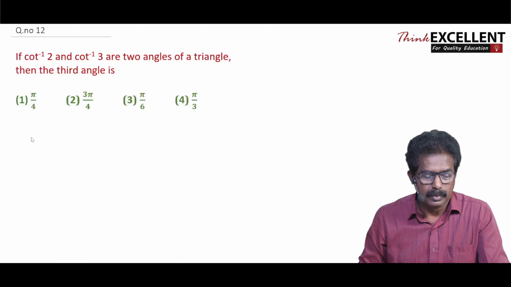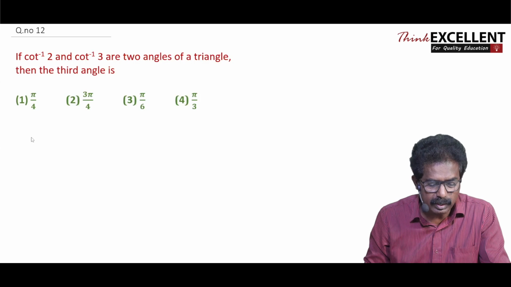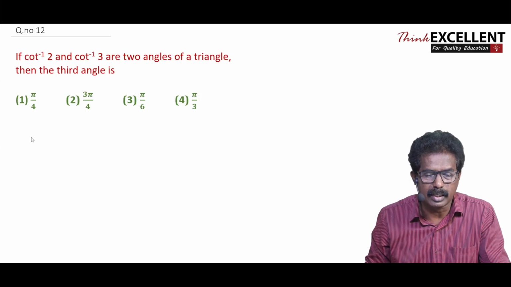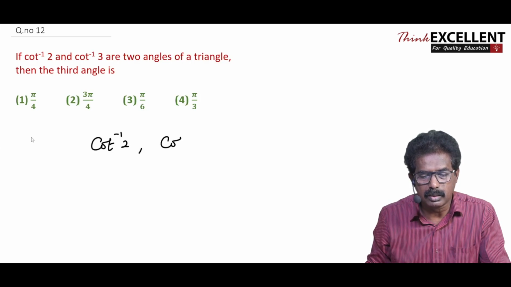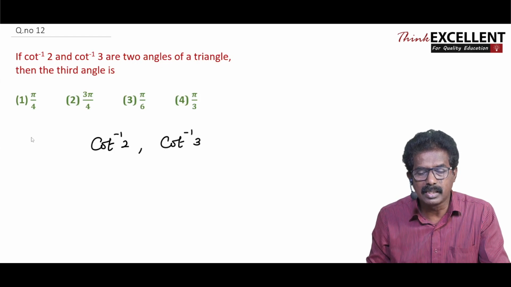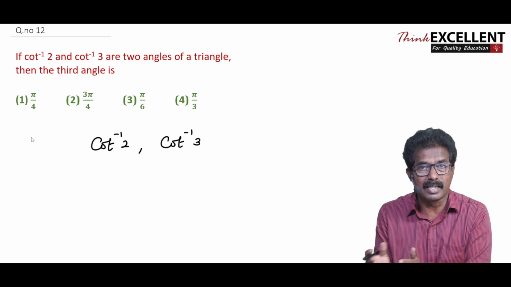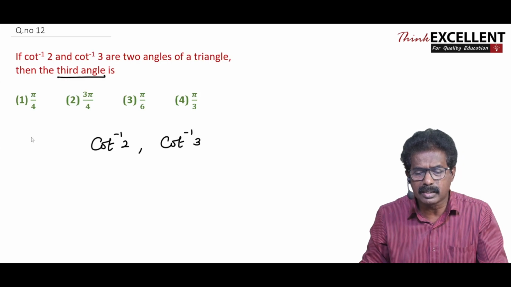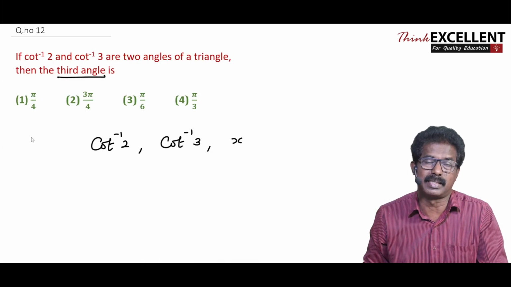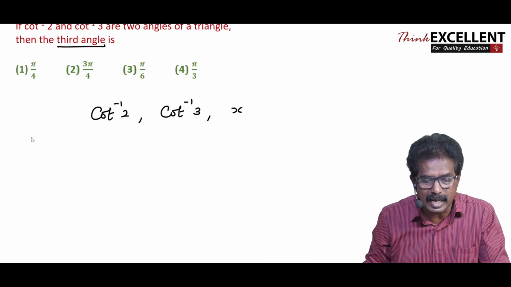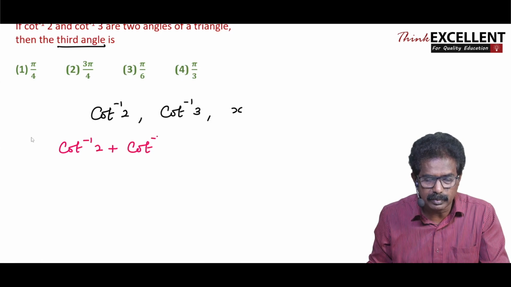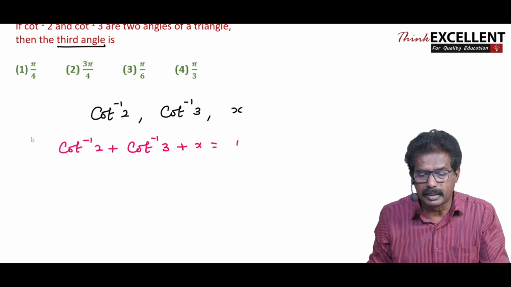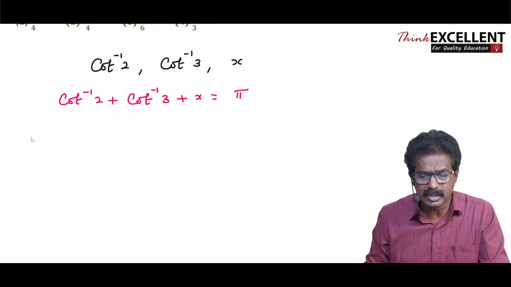Now question number 12. See this question. If cot inverse 2 and cot inverse 3 are two angles of a triangle, you know in a triangle there are 3 angles. By the angle sum property, if you add all 3, your answer is 180 degrees. The third angle they asked, we don't know, so we assume the third angle as x. The sum of the angles is 180, so add them: cot inverse 2 plus cot inverse 3 plus x is equal to 180, which is pi. We want x, so keep x alone here.